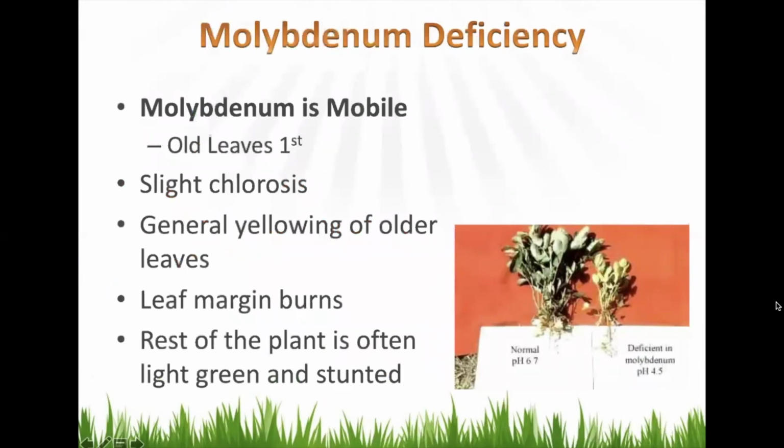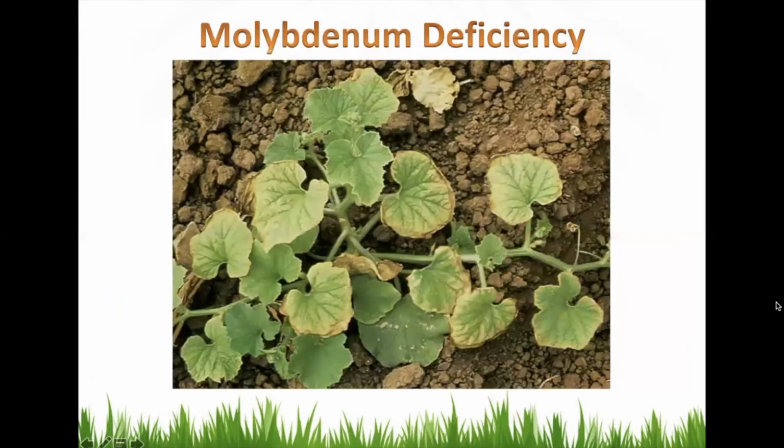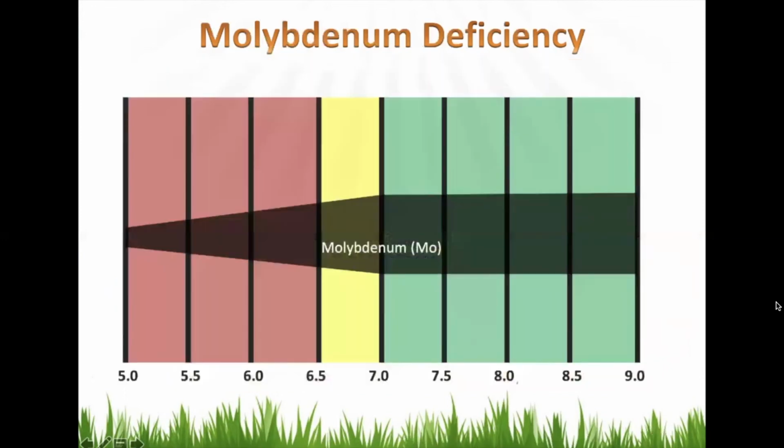within the older leaves, generally yellowing that may occur, and then the leaf margin may become burned. The rest of the plant is usually a light green and stunted. Here again, we have the chlorosis of the older leaves and almost like the marginal necrosis occurring as well. And this deficiency occurs with pHs under 7.0, but specifically 7.5 or under.